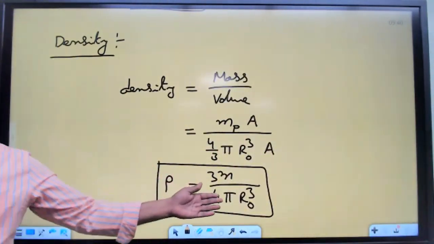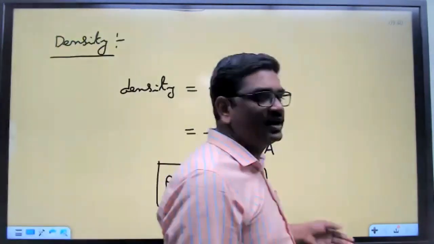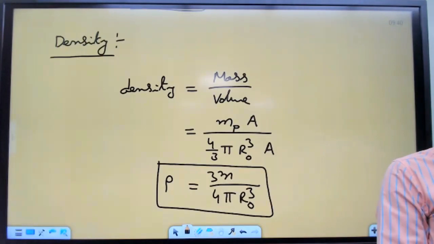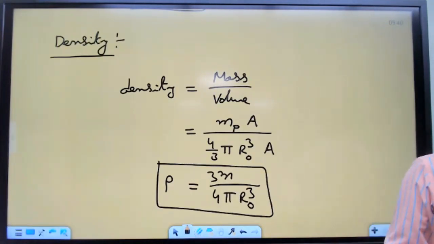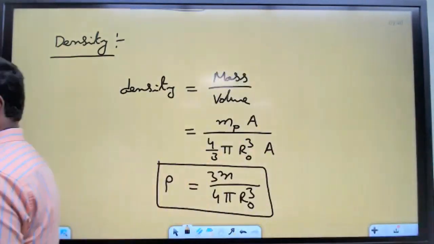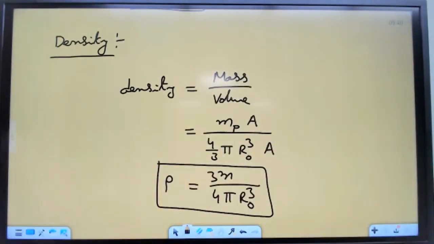From this, we can conclude that the density is independent of mass number A. Volume is dependent, mass depends, and radius also depends, but density is independent. That is the important theoretical point. So nuclear density is independent of A.